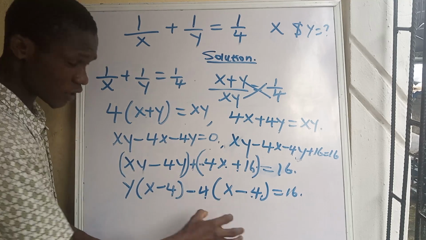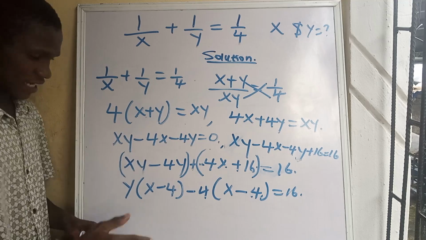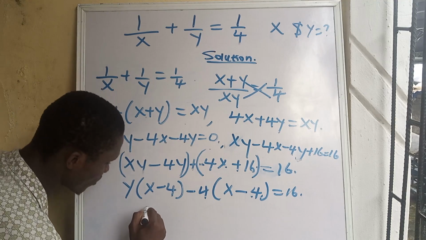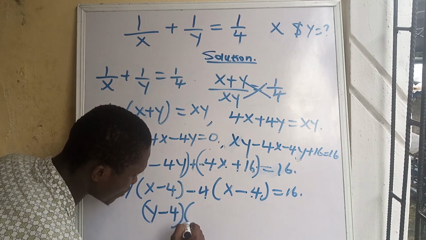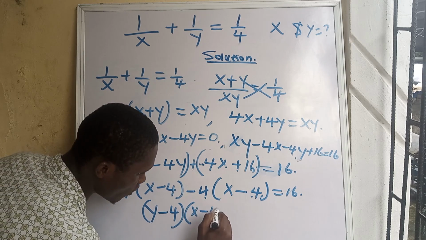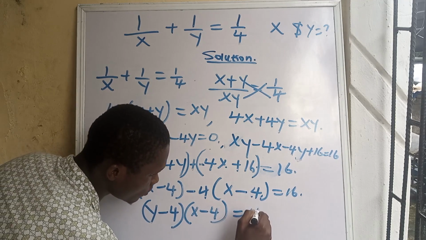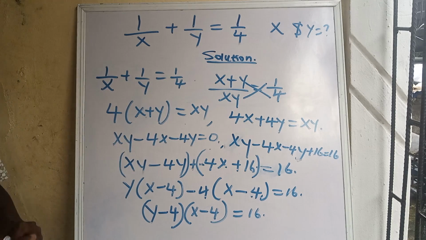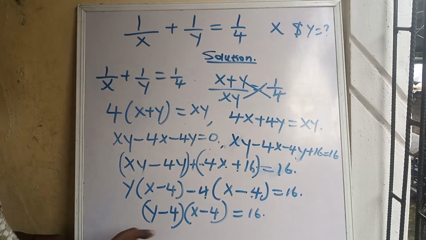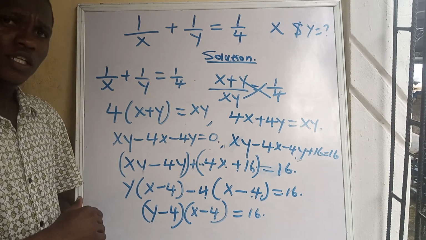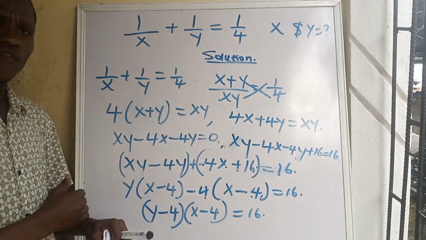Since this and this are alike, we can pick them as a single entity. Picking them as a single entity, we are going to have y minus 4, open bracket, close bracket, open bracket x minus 4, close bracket, equals 16. Now this is our new form of equation. So from here we can sort out the value for x and y. Let's move on to see how we can solve for the value of x and y.